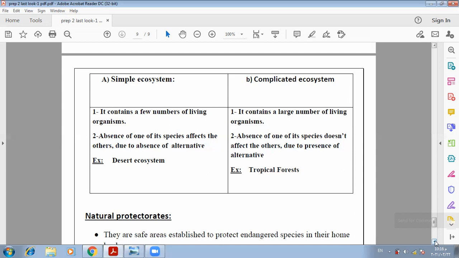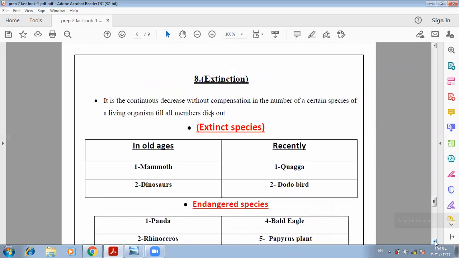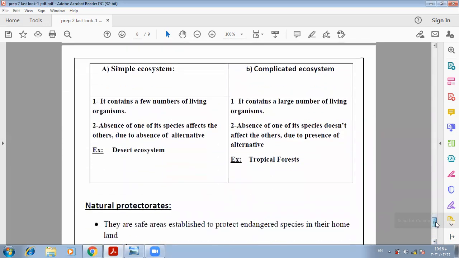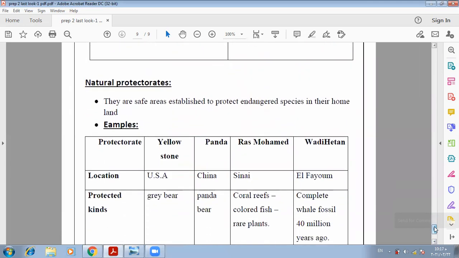Finally, we have to talk about the natural protectorate. It is a safe area established or built to protect endangered species in their homeland. In Egypt, we have two protectorates: Ras Mohammed and Wadi El-Hitan. Ras Mohammed is the first protectorate established in Egypt. It is found in Sinai, South Sinai especially, and protects coral reefs, colored fishes, and rare plants like these.